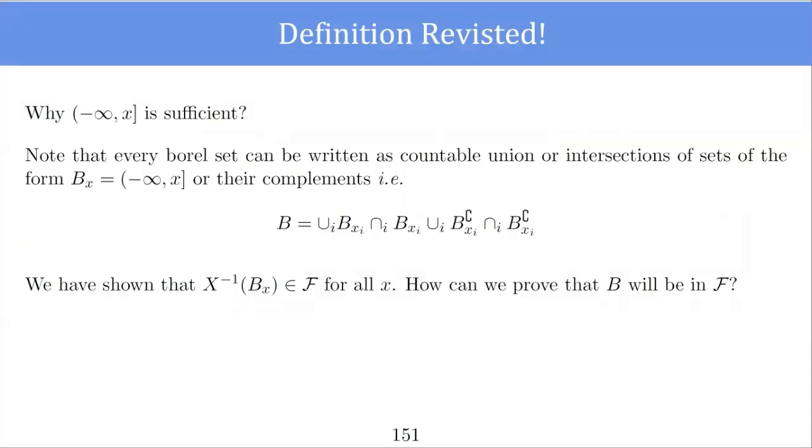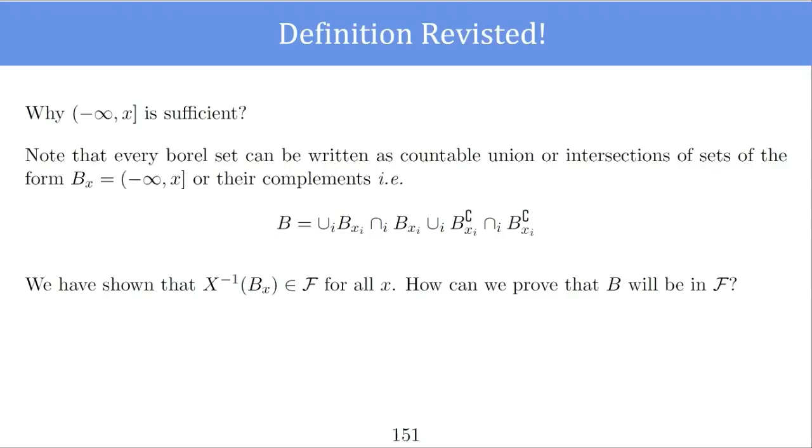Now I want to visit this definition once again. We have said that only minus infinity to x is sufficient if you want to show that a function is a random variable. What the definition actually says is that for any Borel set, you have to prove that the pre-image of this Borel set is in F. And then we gave a shortcut that if you only show it for sets of the form minus infinity to x, it should be sufficient.